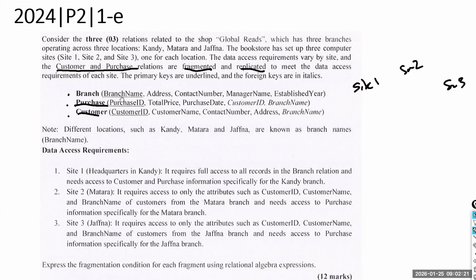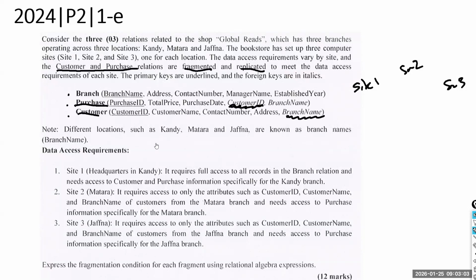Okay, so what are the foreign keys? In purchase: branch name, address, contact number, purchase ID, customer ID. Yes, customer ID is there. In customer: customer ID, customer name, contact number, address, branch name. Yeah, branch name must be a foreign key, customer ID must be a foreign key. In branch: branch name, address, contact number, manager name, no foreign key here. Okay, right.